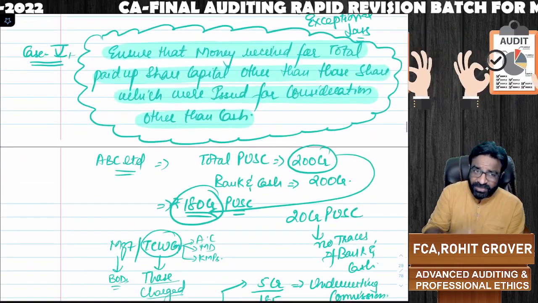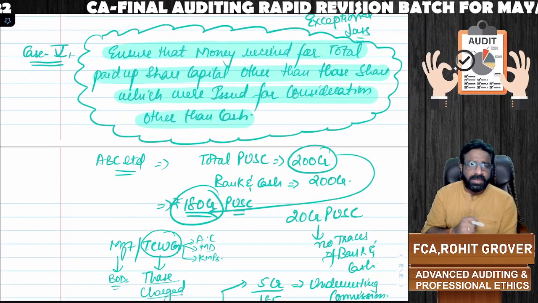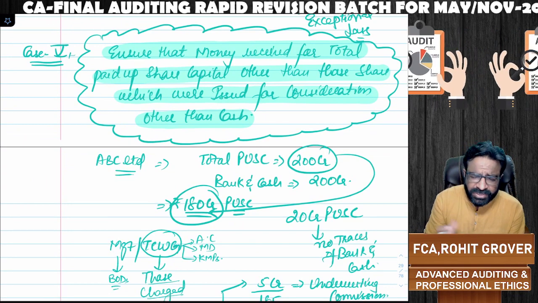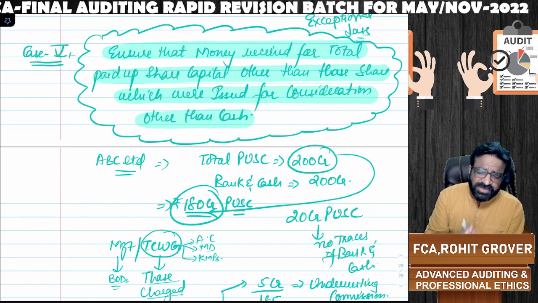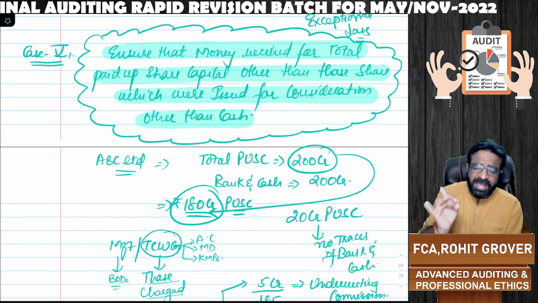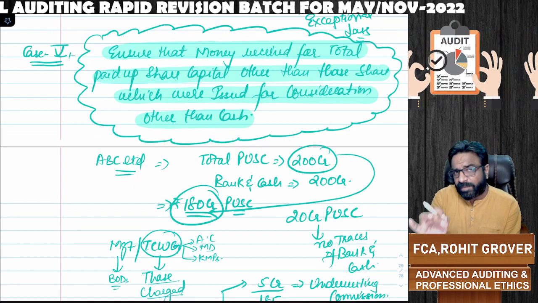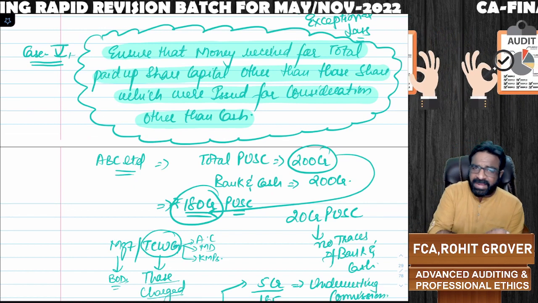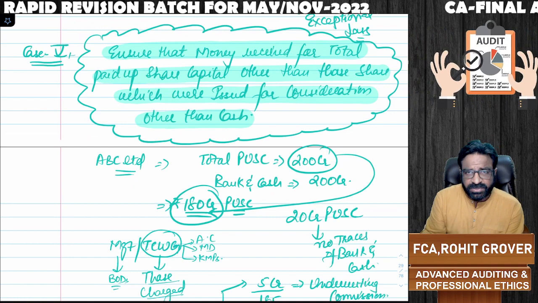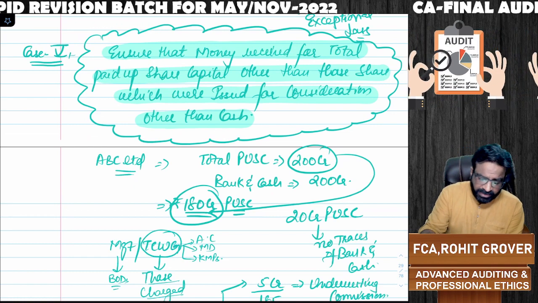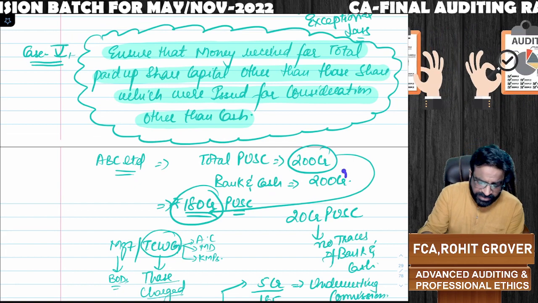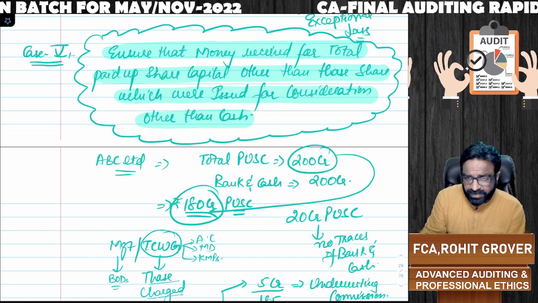Now, what is the fifth duty to inquire? The fifth duty to inquire is to make sure that whatever paid up share capital your client is showing, they should have received the consideration for the total paid up share capital, either in the form of cash or in the form of bank. So reconcile the total paid up share capital with the bank statement and the cash vouchers. Let's say, for example, there are 200 crores of paid up share capital, it means obviously 200 crores of money they must have received.